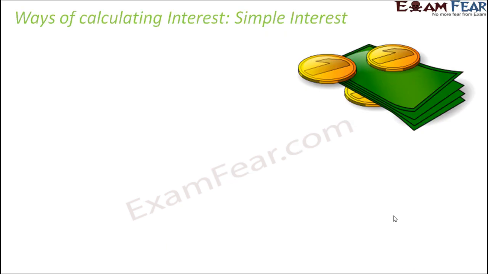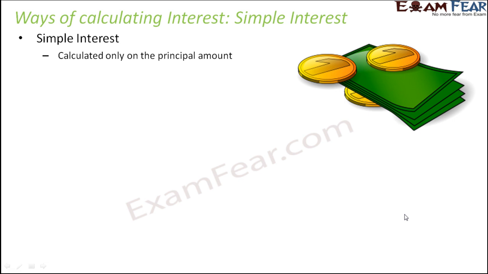Now, what are the different ways of calculating interest? There are two different types of interest that can be calculated. One is simple interest and the other is compound interest. Let us first talk about simple interest. I'm pretty sure that all of you by now know what simple interest is. The most important point about simple interest is that this interest is calculated only on the principal amount. What do we mean by that?